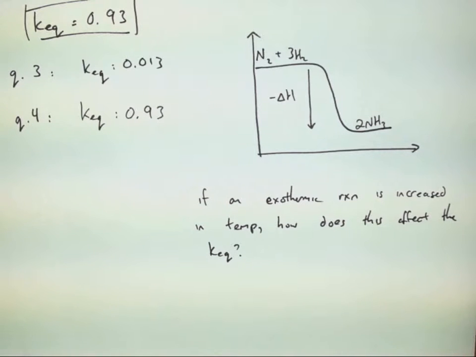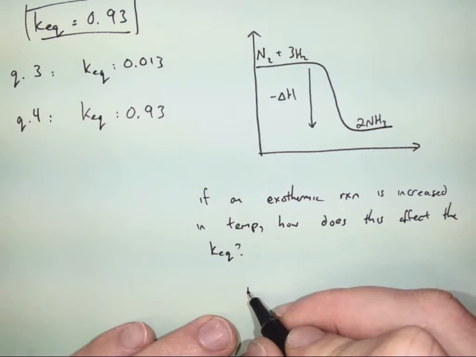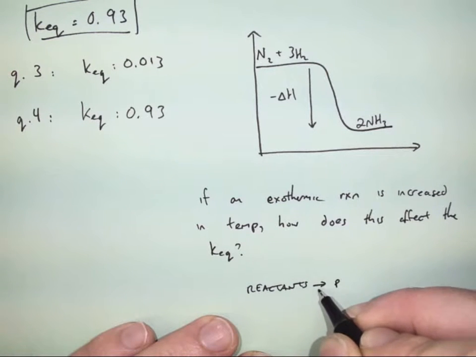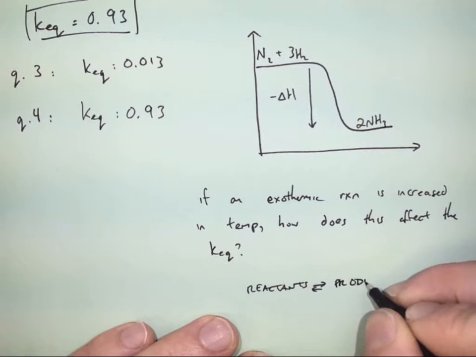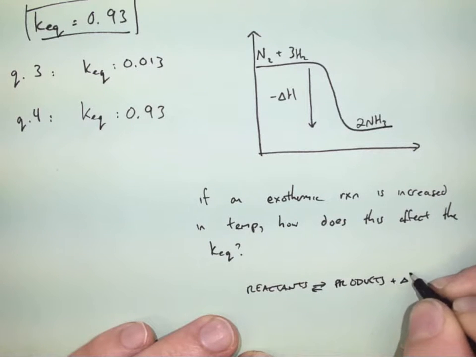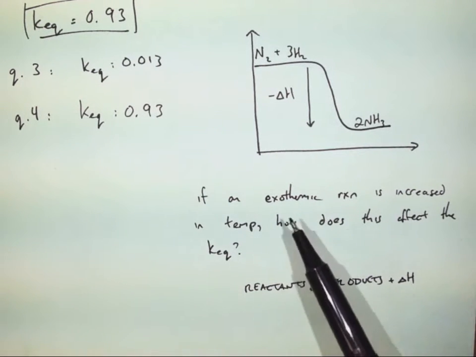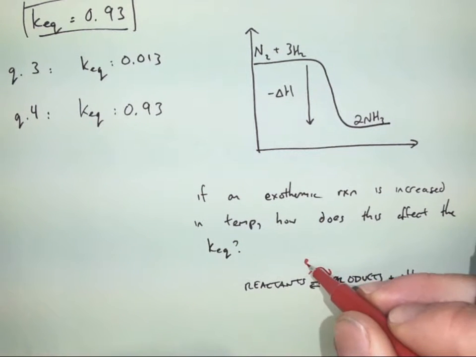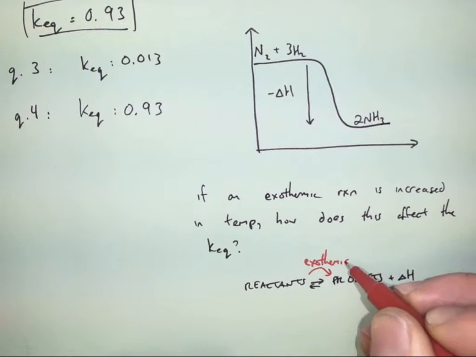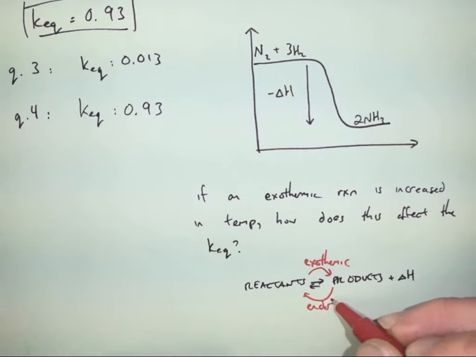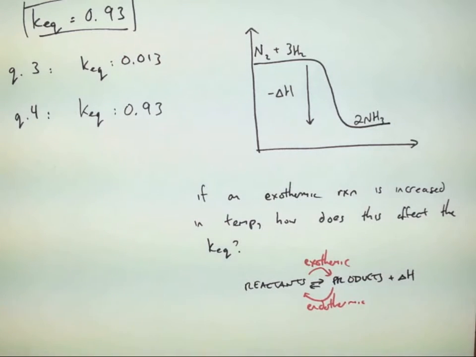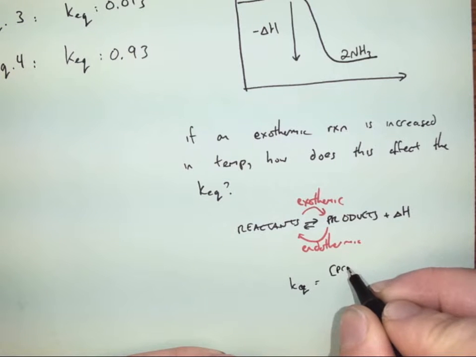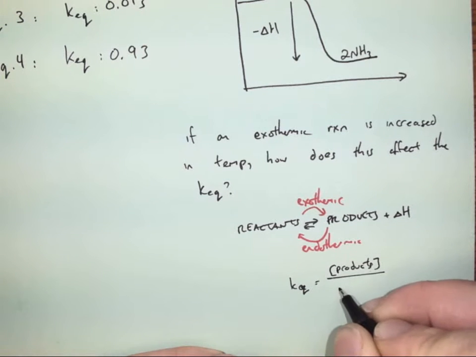Okay, so we've got some reactants that lead to products, or maybe live in equilibrium, products plus enthalpy, right? So an exothermic reaction means it's exothermic in this direction, and this is endothermic. And we know that the equilibrium constant is a ratio of the products over the reactants.